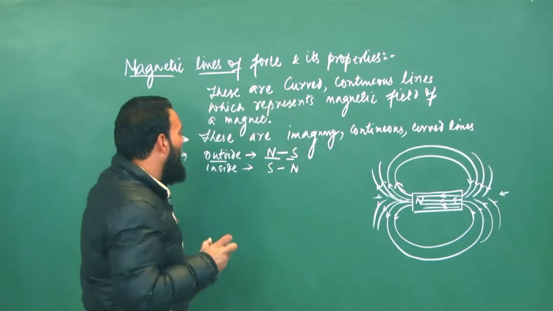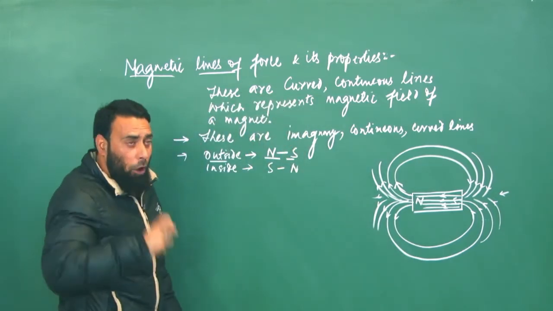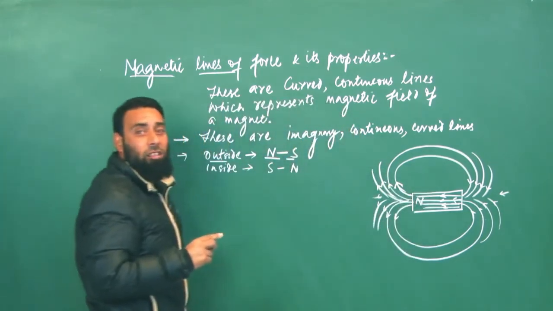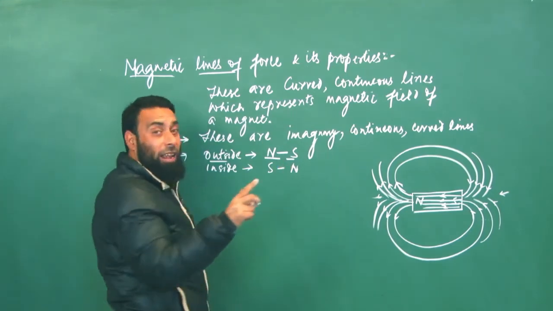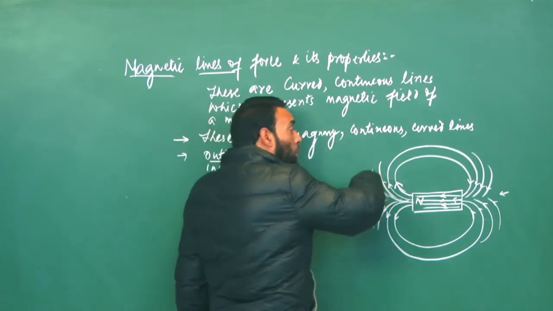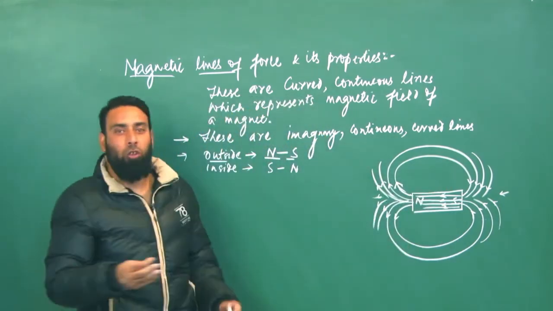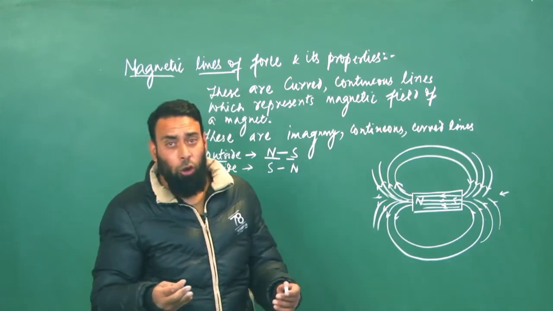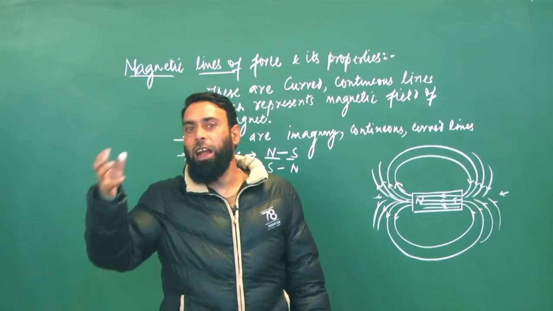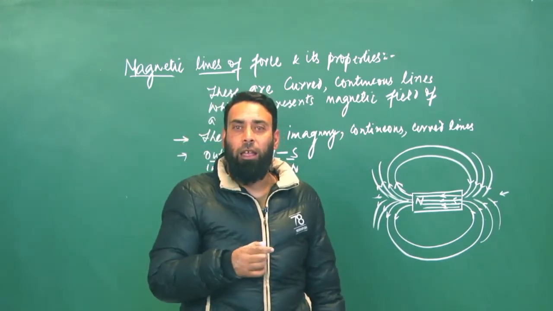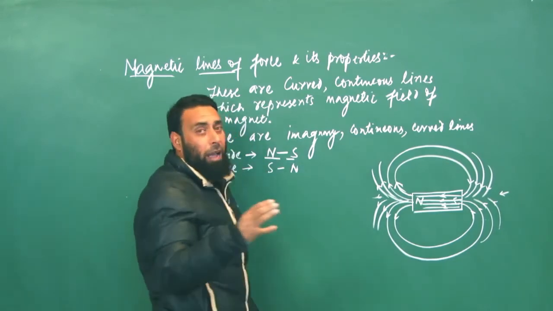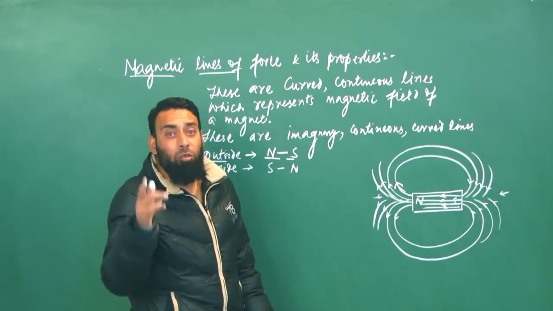One important point here: the magnetic lines of force which represent the magnetic field outside the magnet are always non-uniform. What does non-uniform mean? That means the direction and magnitude of this magnetic field at any point outside the magnet is different. At every point, the magnetic field of a magnet outside the magnet is different.